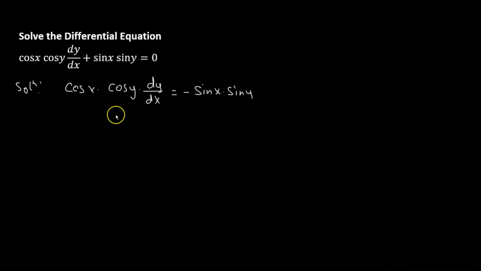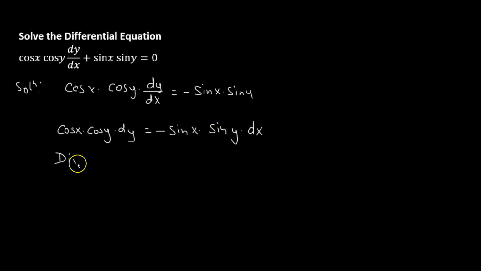So let us begin by separating the differentials. We have cosine of x times cosine of y times dy over dx equals to negative sine x times sine y. Now we multiply throughout by dx, so that gives us cosine of x times cosine of y times dy equals to negative sine of x times sine of y times dx.